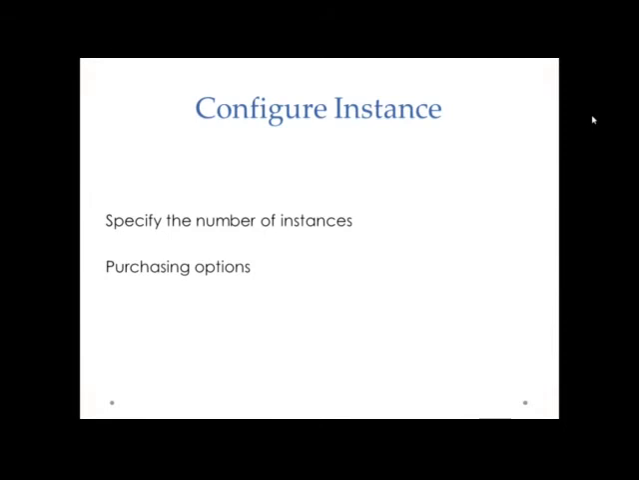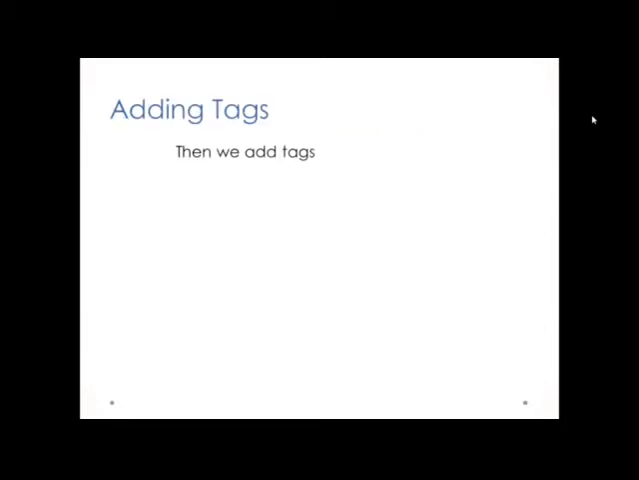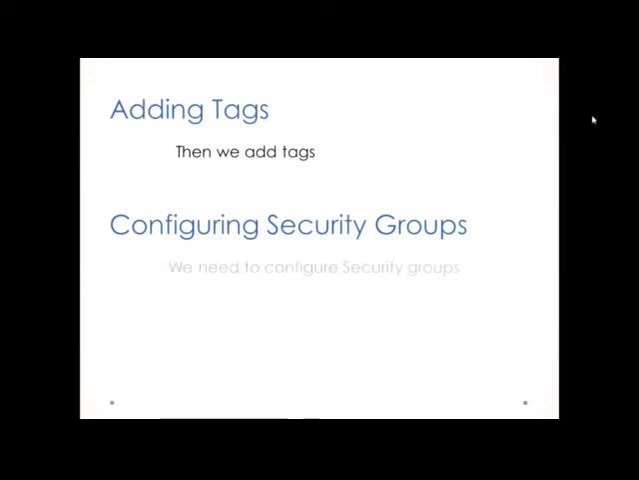And then adding storage. 3 types of storage. Ephemeral storage, which is temporary and free. Amazon Elastic Block Storage, which is permanent and paid. And Amazon S3. Then we add tags. Then we need to configure security groups. And finally review and launch the instance.